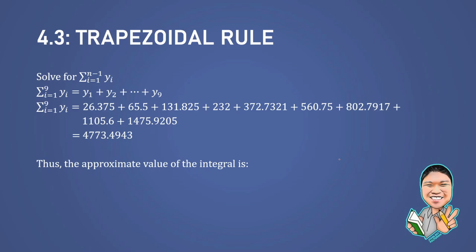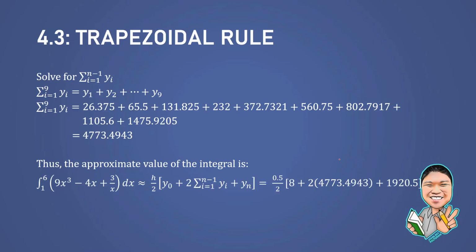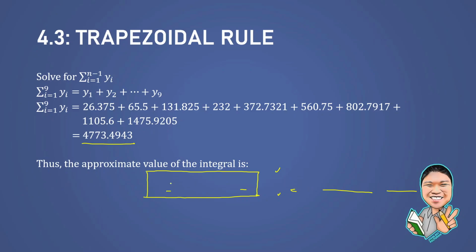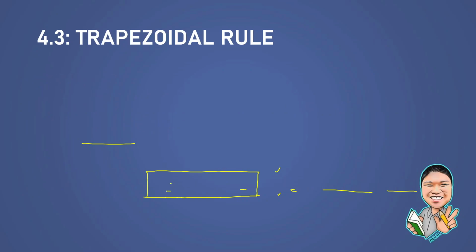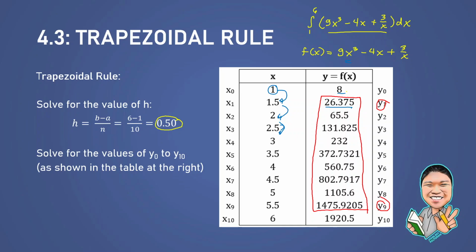So, the approximate value of the integral is, ito na yung formula natin. Remember, yung formula ng trapezoid rule from the introduction, ito siya. So, ang kailangan mo na lang yung h. So, di ba yung h is 0.5. So, h over 2. Yung y sub 0 is 8. Yung summation is itong 4773.4943. Tapos, yung y sub 10 is 1920.5. Kasi, di ba, yung dalawang nasa dulo, itong y sub 0, tapos y sub n, para hindi kayo malito, yung dalawang yan na nasa dulo, ito lang yan sa table, yung hindi mo sinama sa pag-add mo. Itong 8, tapos itong 1920.5.